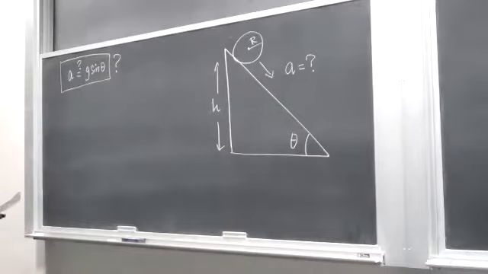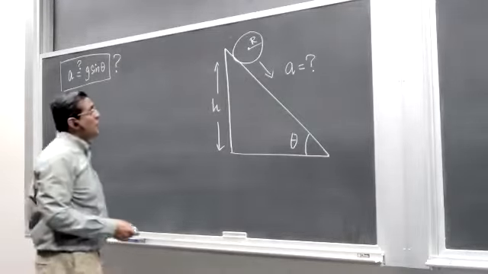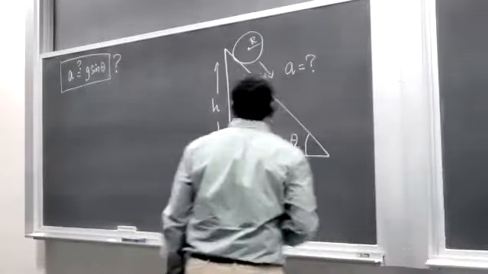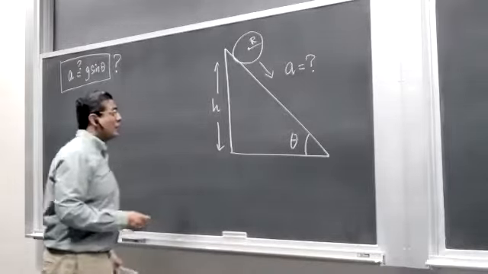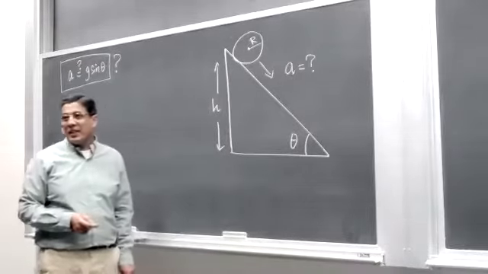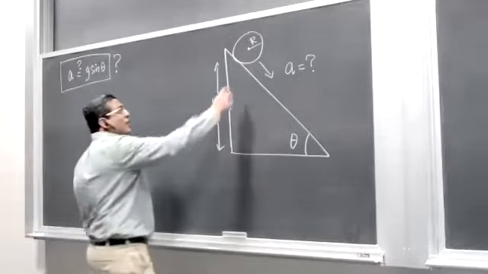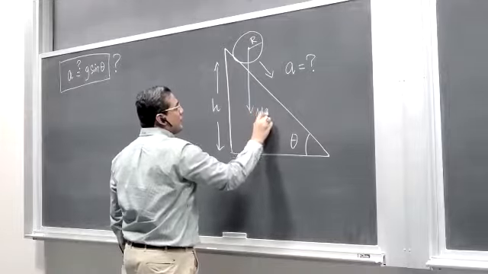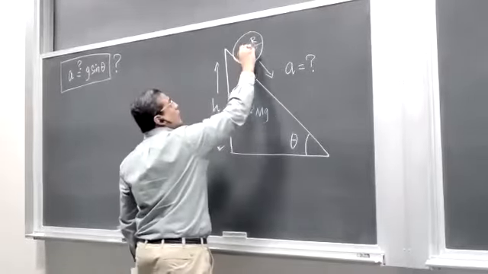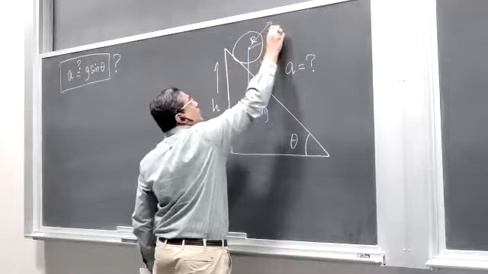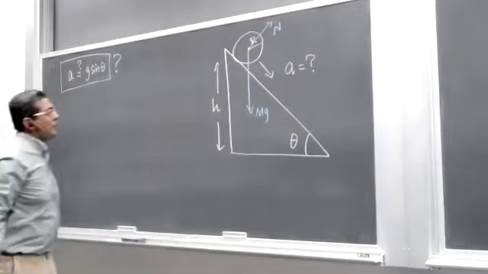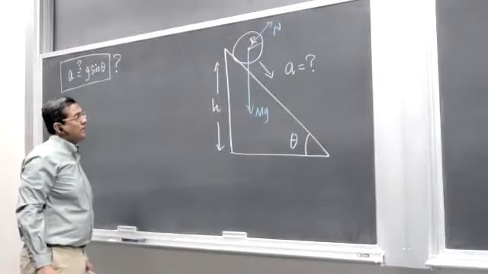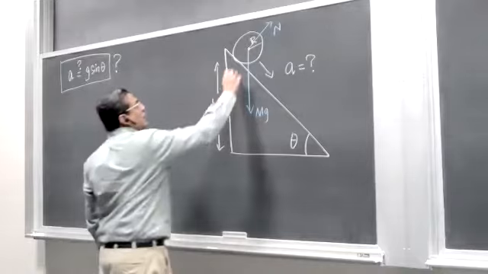Now let's start with the usual thing that we do. Look at all the forces that are acting on this object. What are all the forces acting? Weight, mg, and normal force, and we have friction as well. So where will the friction be? It will be backward, up the hill.